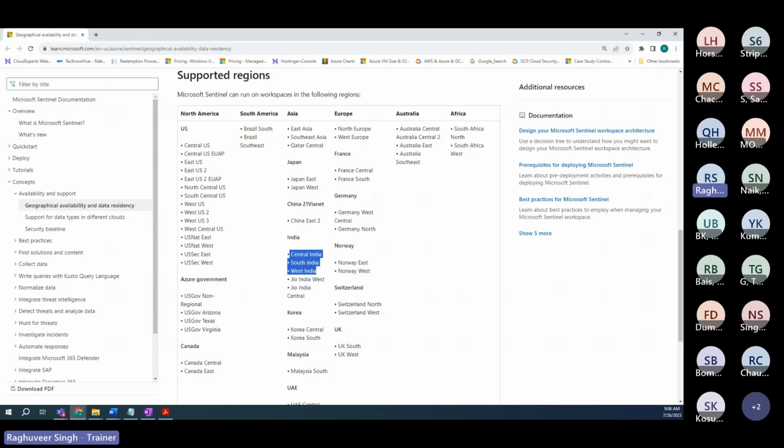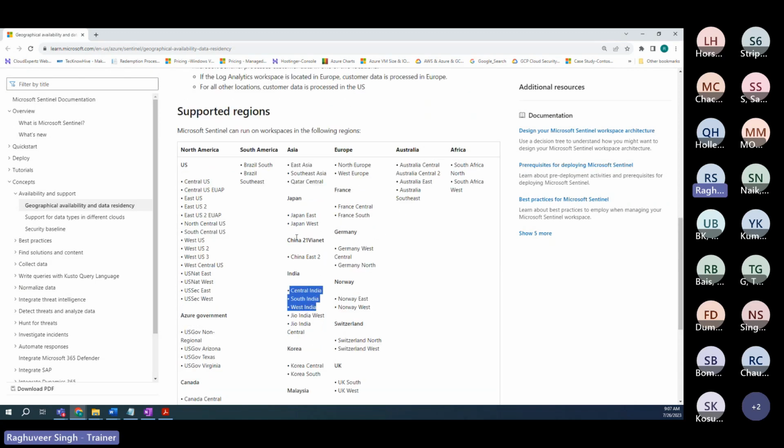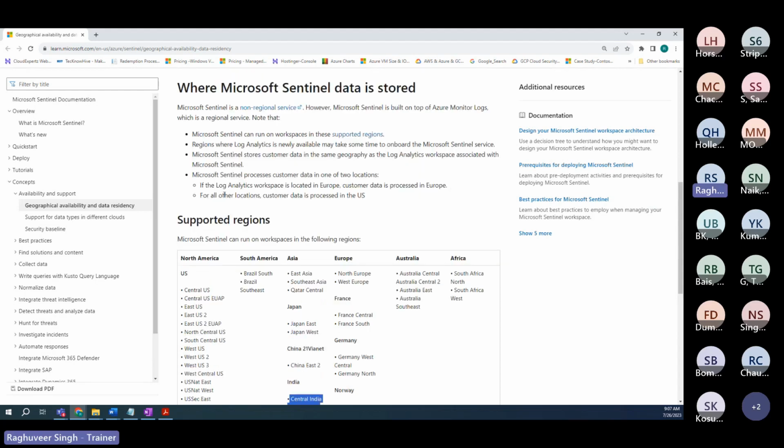But what you need to understand is that even if your Log Analytics service is configured here, and your logs are stored in this location, never ever forget that your logs are getting read or analyzed by a service which is in the US, and the metadata will be stored in the US. If you agree to this arrangement, then only go with Sentinel. Otherwise, go for a third-party solution.